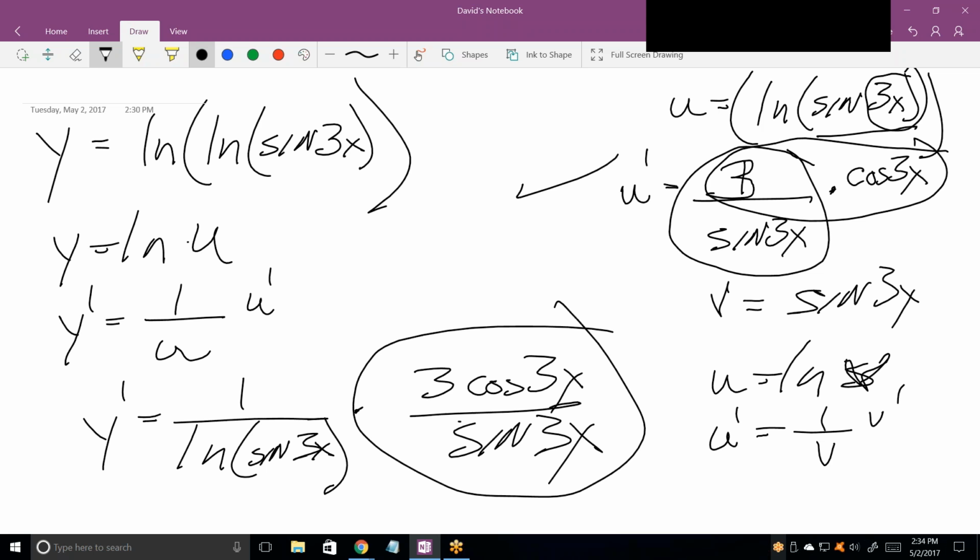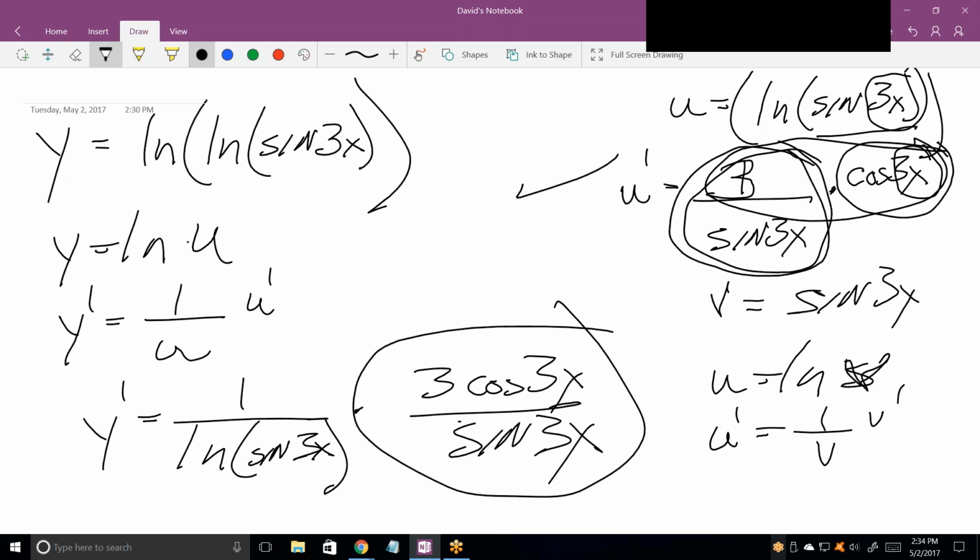This might be one of the few applications I've ever seen where there appear to be 4 chain rules. It's the derivative of the outside times the derivative of the inside times the derivative of that inside times the derivative of that inside. I've never seen a problem that had 4 chain rule applications, but this is one of them.